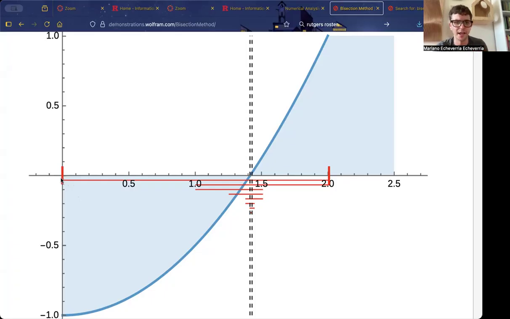Like this is the original left endpoint, then this is the next left endpoint, this is the next left endpoint, this is the next left endpoint, the next left endpoint. So the left endpoints are kind of moving to the right. Sometimes they get stuck, right? But the left endpoints are moving to the right.